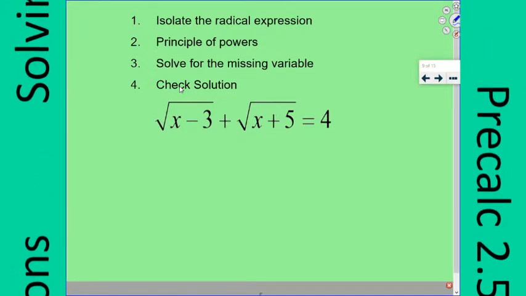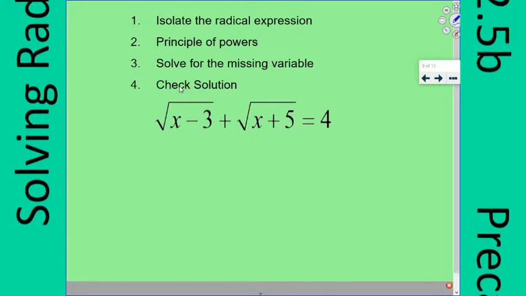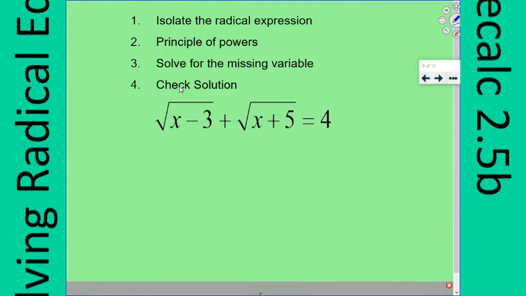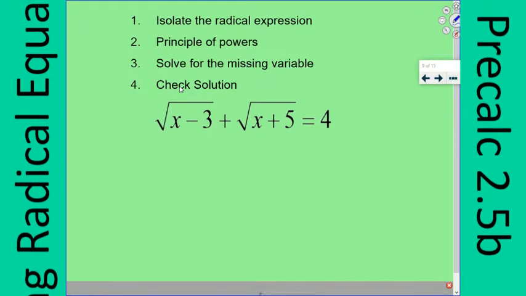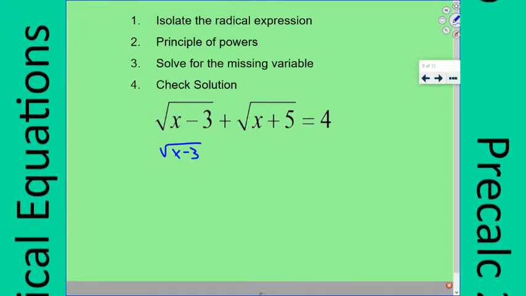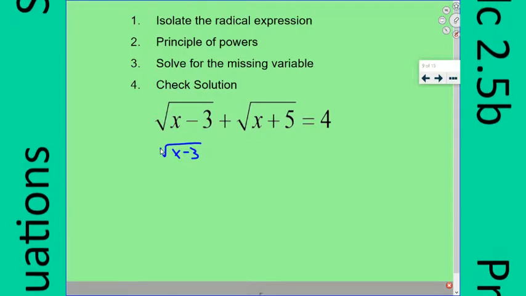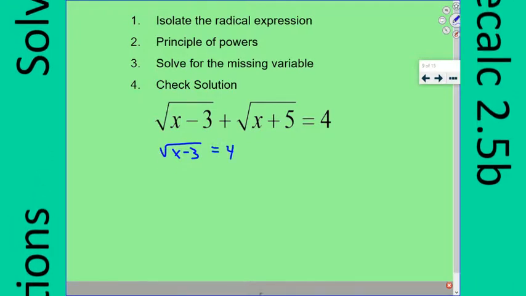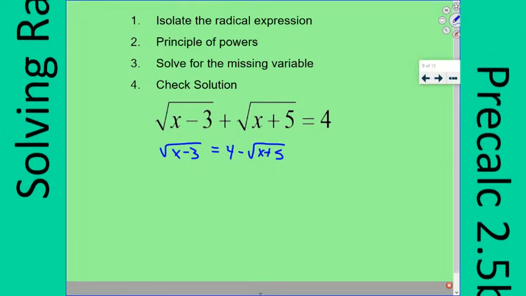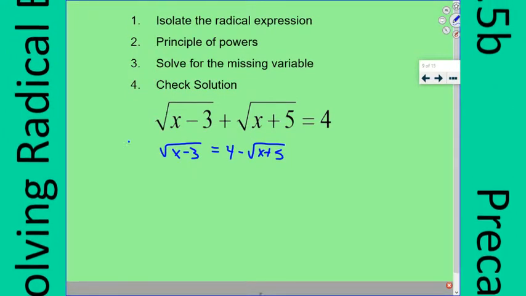What I need you to do is pick your favorite. Pick your favorite radical expression. All right, get that one by itself. All right, doesn't matter which one you pick. Just pick your favorite. Get it by itself. I'm going to pick the square root of x minus 3 just because it's here. The square root of x minus 3 equals 4 minus the square root of x plus 5. So now we have gotten the radical expression by itself.